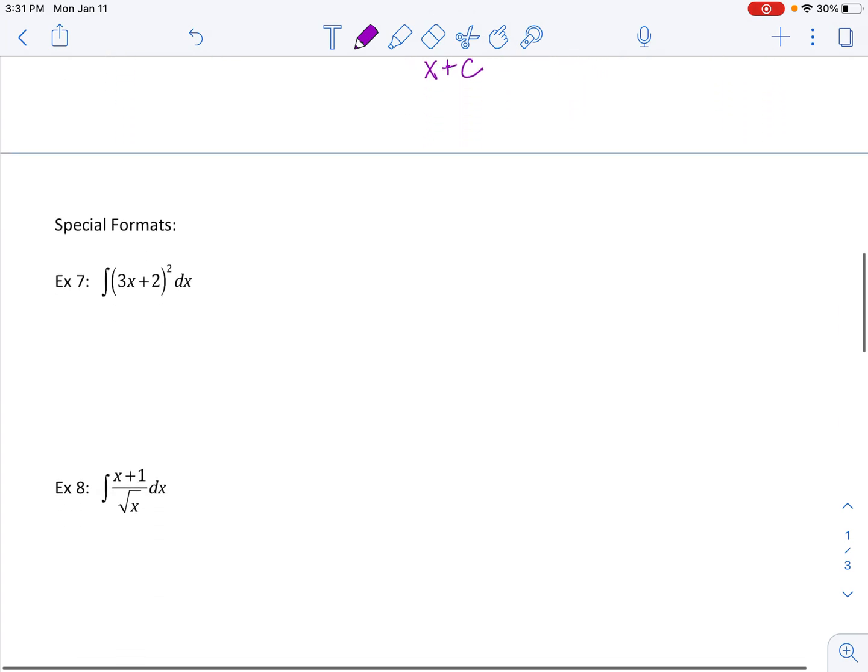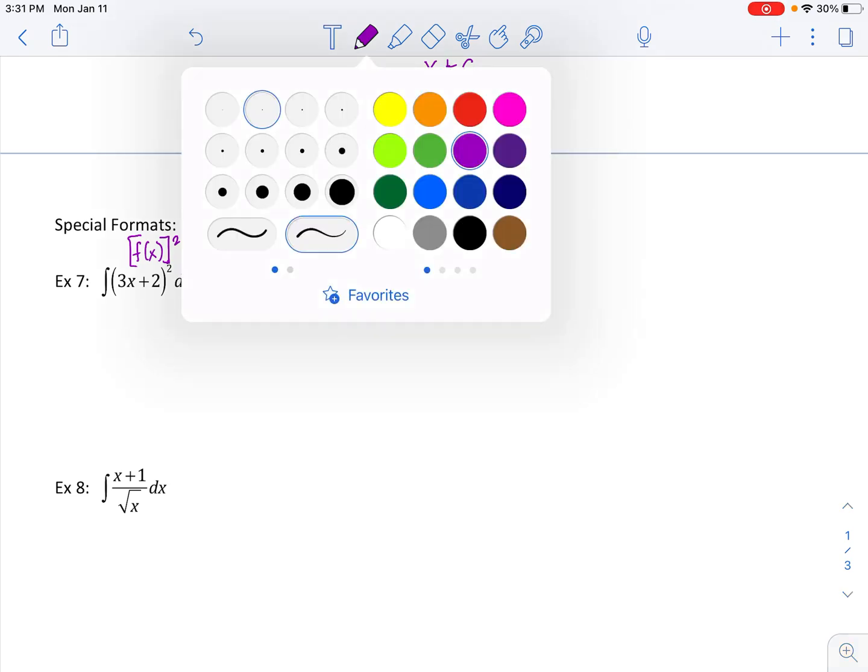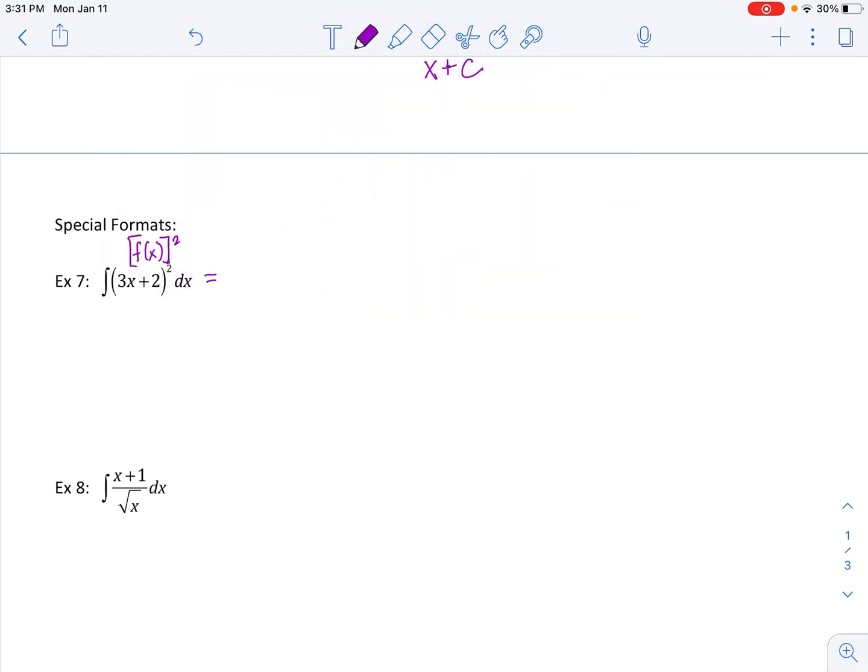Okay, a couple special formats here. In example 7, we have a binomial squared. So you have to think of this as a function being raised to the second power, which we don't have a rule for. We have a rule for if we have a single variable x being raised to a power. So when you see something like this, we actually have to transform this integrand into a series of powers by actually squaring this out. So that's going to be 9x squared plus 12x plus 4 dx.